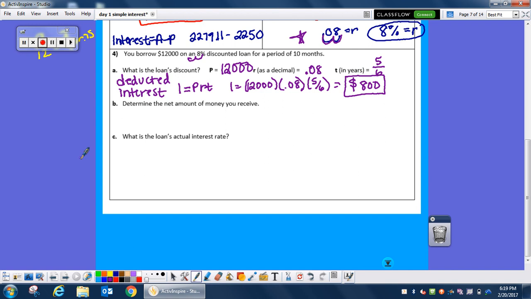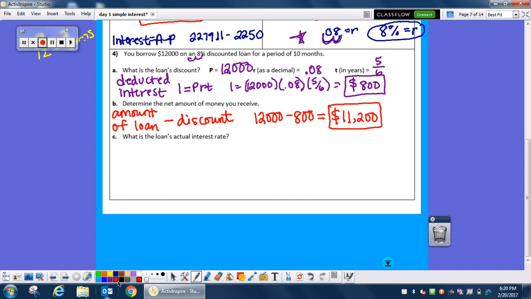Okay? So then determine the net amount of money we receive. So we're obviously borrowing money. So that is the amount of the loan minus the interest you're going to pay. So minus the discount. Okay, so the amount of the loan was $12,000, and we already paid $800 in interest, so we will be receiving $11,200.